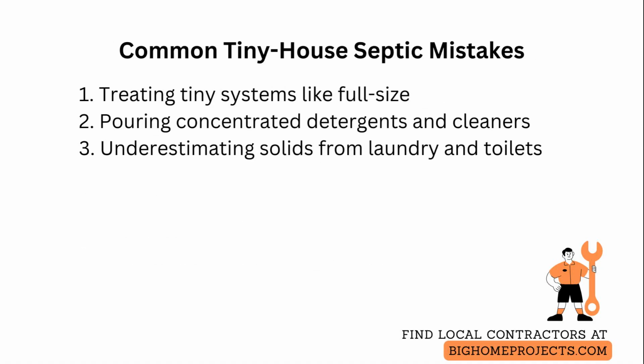Owners often treat tiny house systems like full-size systems and do not account for higher per-person loading, which shortens system life. So start by estimating daily per-person flows and compare measured biochemical oxygen demand and total suspended solids to typical ranges, and adjust practices and maintenance accordingly.